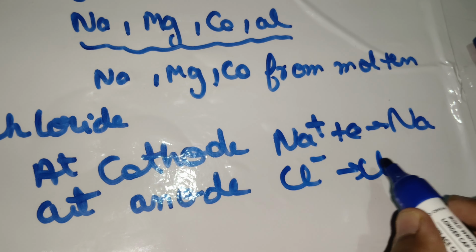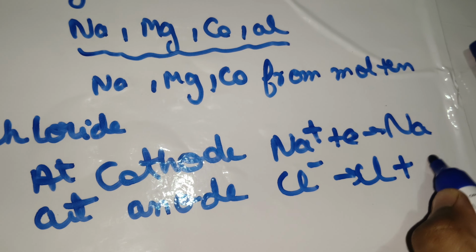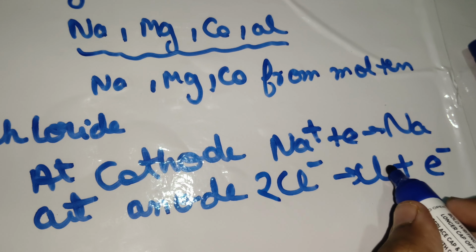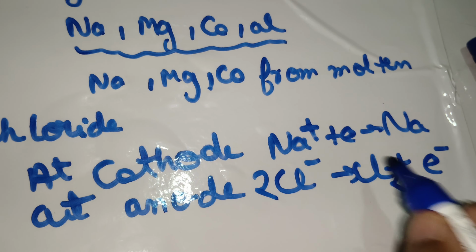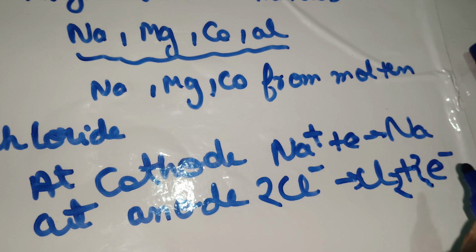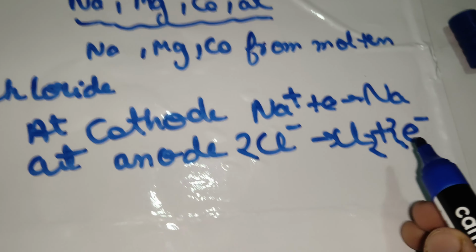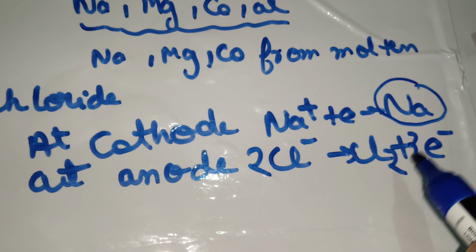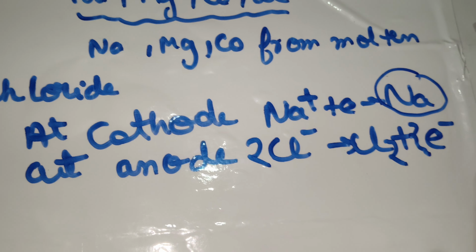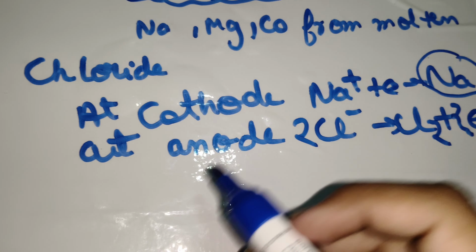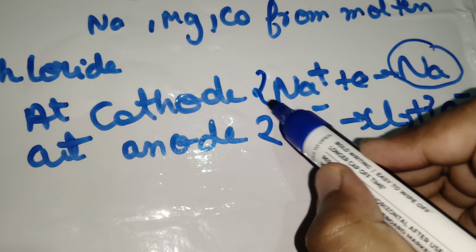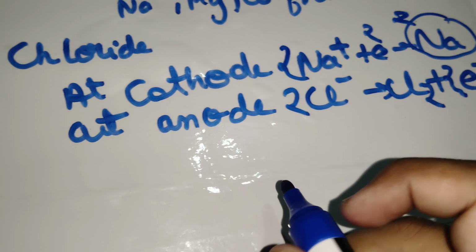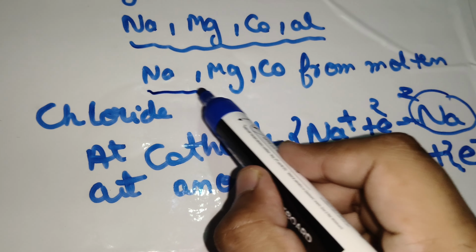Here chlorine and electrons are released, so the reaction forms chlorine, Cl2. Basically 2 chlorides lose 2 electrons at the anode, and obviously these electrons are taken by the sodium. Sodium is extracted at the cathode, and at the same time chloride is oxidized to Cl2, and the electron is utilized by sodium. If we simplify the reaction, you get 2 sodium ions, 2 electrons, and 2 sodium atoms formed. But this is for sodium, magnesium, and calcium.